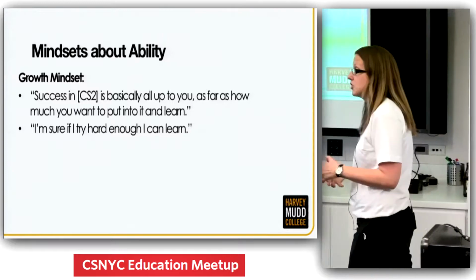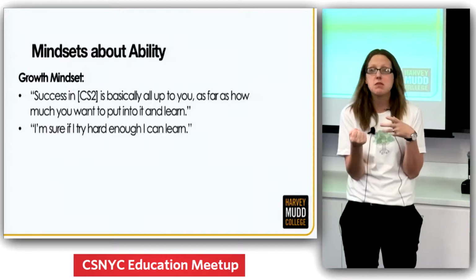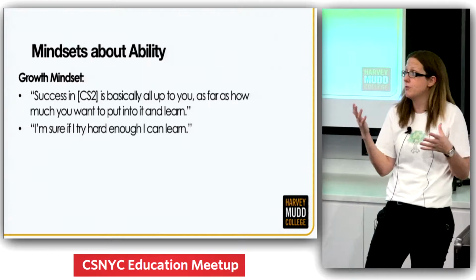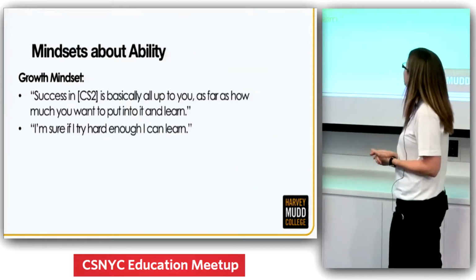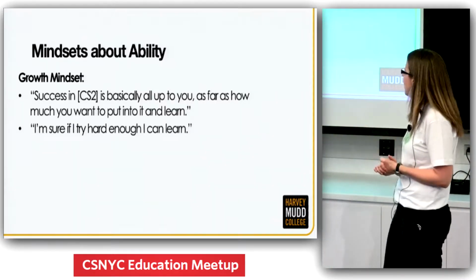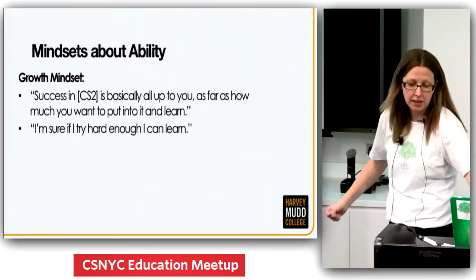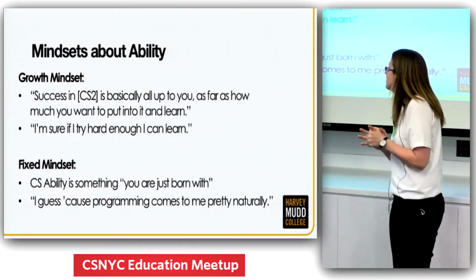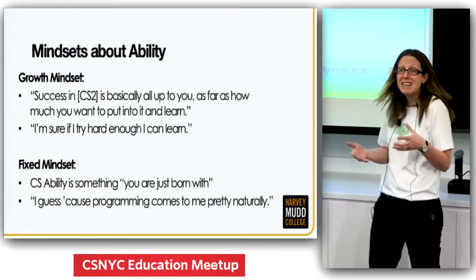So we had students in our interviews talk about this process of deciding if they fit. And we labeled them as this idea of a growth mindset, which Carol Dweck and a lot of other researchers use. This student said success in CS2, that's the second semester course, is basically all up to you as far as how much you want to put into it and learn, or I'm sure if I try hard enough, I can learn. This is what we want all of our students to think. Here's a less productive version or mindset: CS ability is something that you're just born with. I guess because programming comes to me pretty naturally.